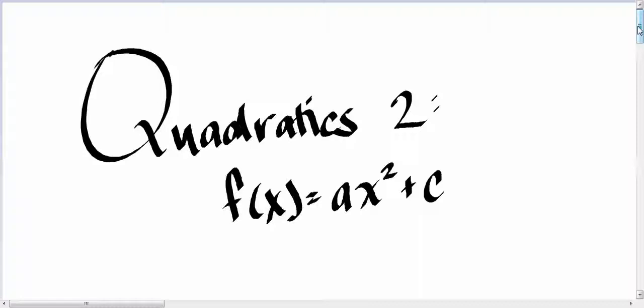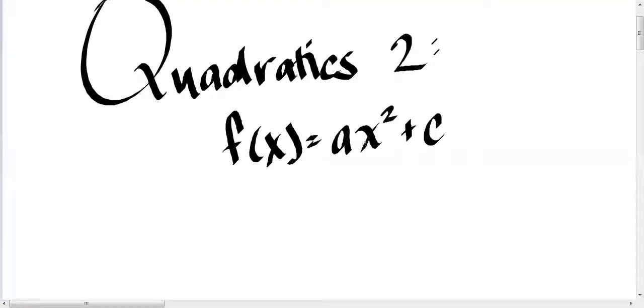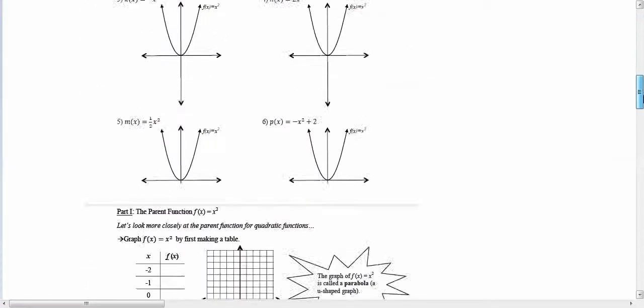What up, dudes? We're going to be hitting up quadratics 2, which is basically exploring the function that has the form ax squared plus c. Now, I know that you're thinking, hey, wait a second, isn't quadratic ax squared plus bx plus c? Yes, but for now, the b is too advanced for us to really think about, so we're just dealing with what if b were equal to 0, we have ax squared plus c.